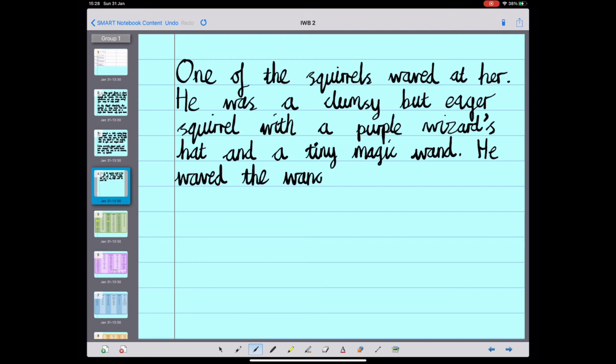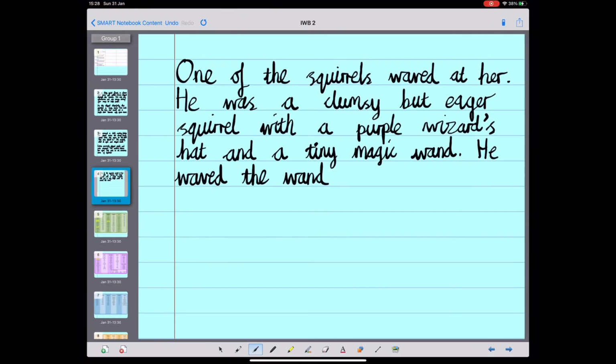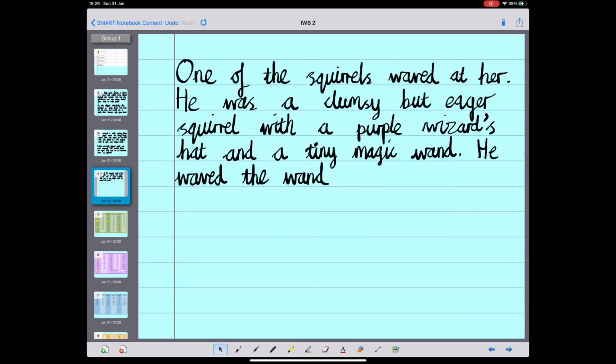I need an adverb to describe how he waved the wand. Let me have a look at my adverb sheet. He waved the wand angrily? No. A squirrel wouldn't be angry. Anxiously? Was he worried? Anxious? No. Cautiously? No, he's too clumsy to be cautious. Courageously? Happily. He's quite a happy little squirrel. He waved the wand happily. So I've chosen an adverb that fits my character.